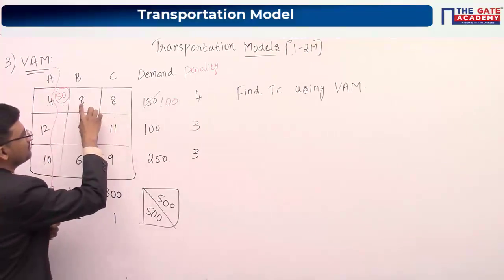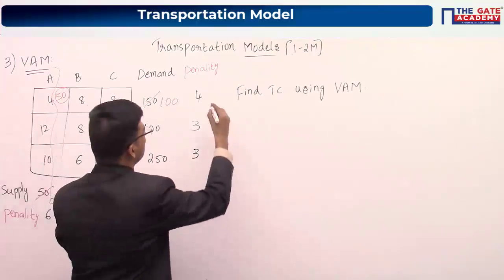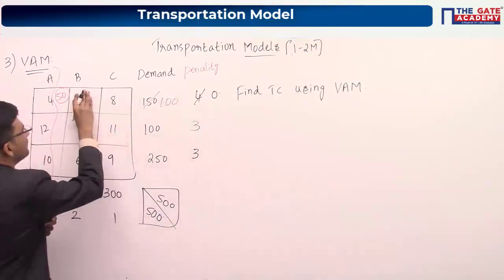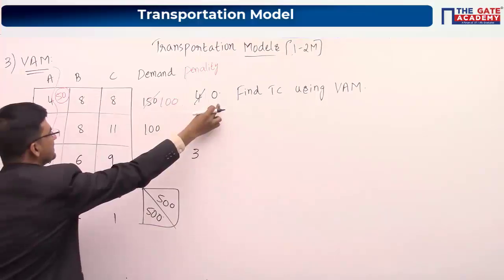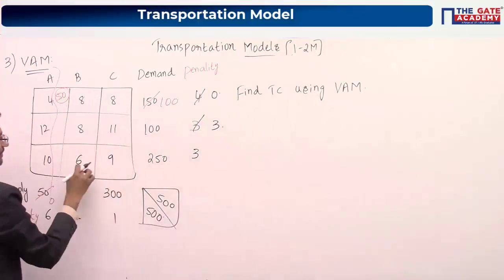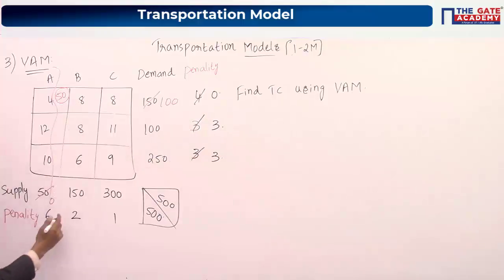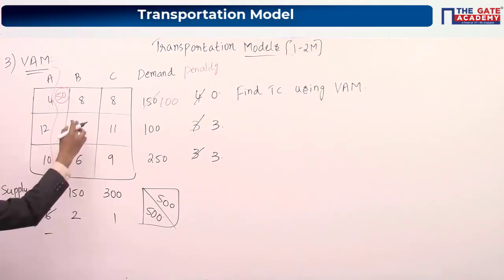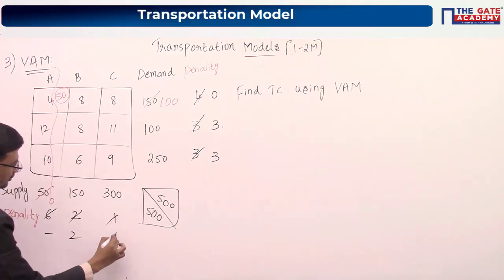What about the penalty here? 8 minus 8, it will be 0. The minimum and next minimum are both the same, that is why it is 0. 11 minus 8, it will be 3 only. 9 minus 6, it will be 3. So again recalculate penalties here. Now this column you have cancelled, so no need to calculate any penalty. Here it will be 2. Here it will be 1 only.